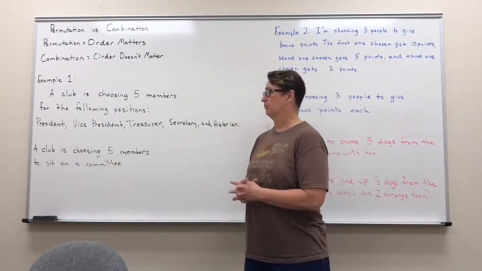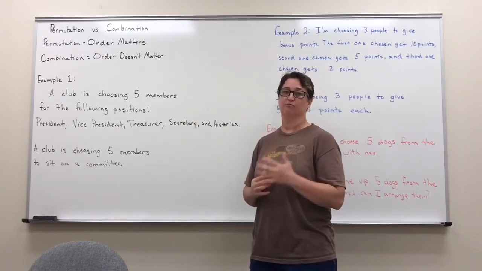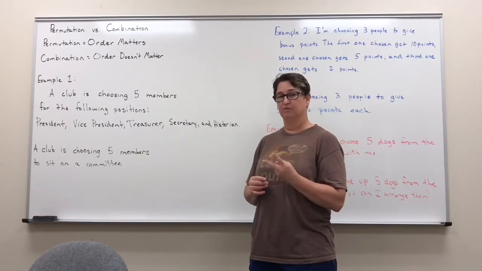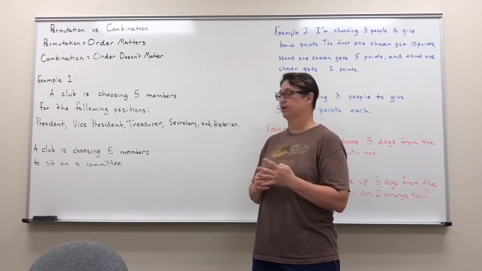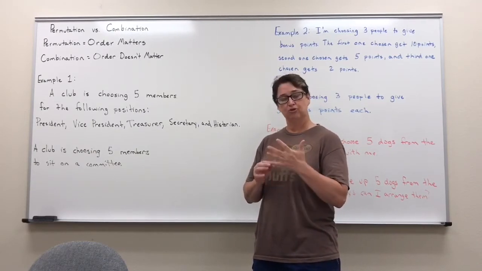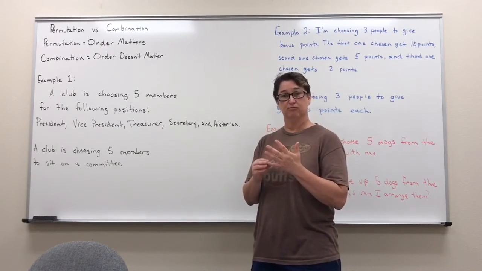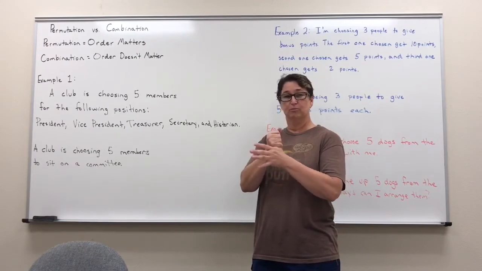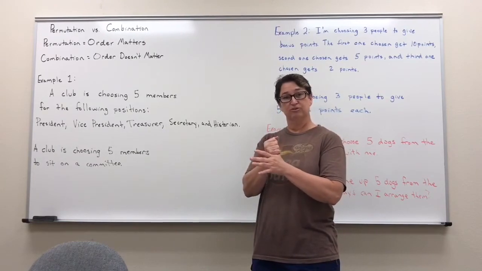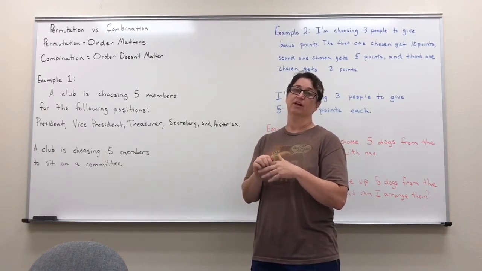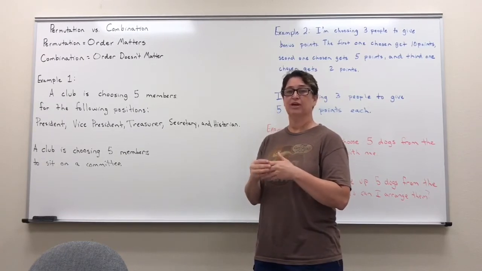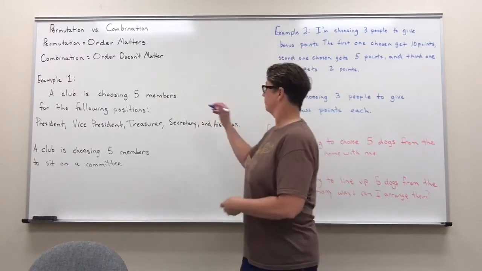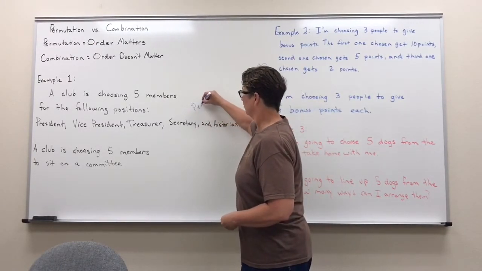In our first example, a club is choosing 5 members for different positions: president, vice president, treasurer, secretary, and historian. Each one of those positions is different. So if the first one's going to be president, that is a different position than vice president. And so there the order matters, and we would use permutation.